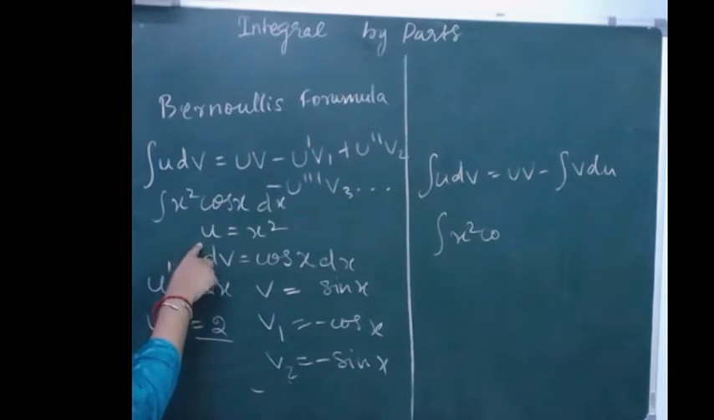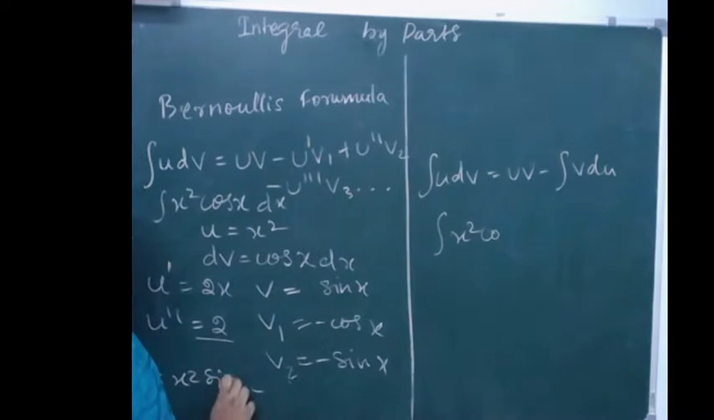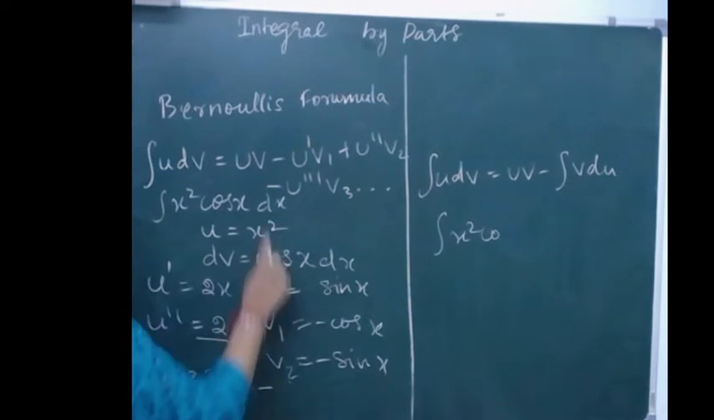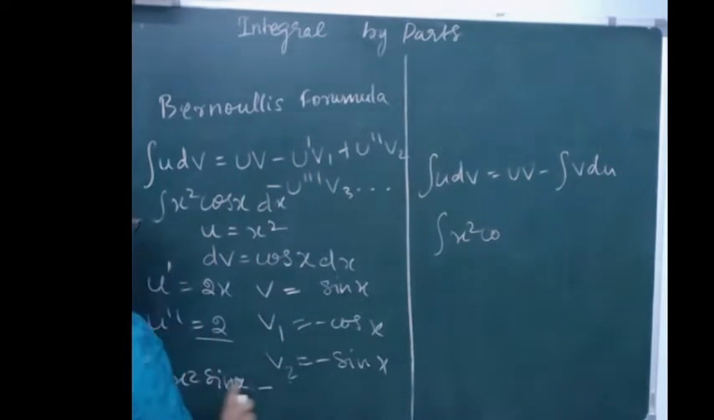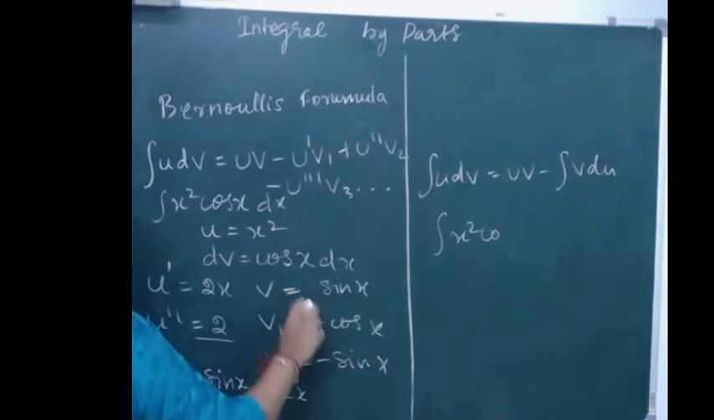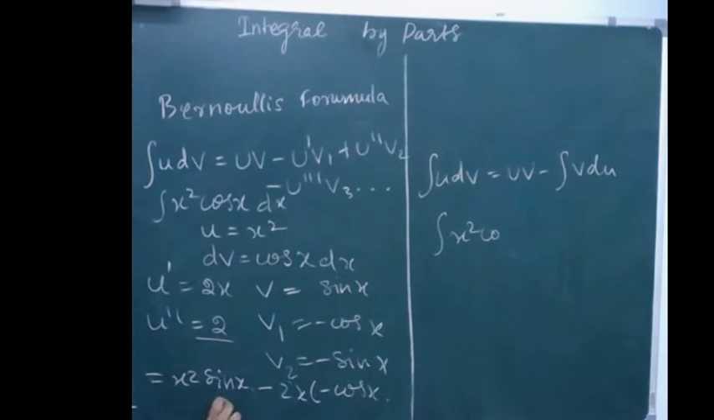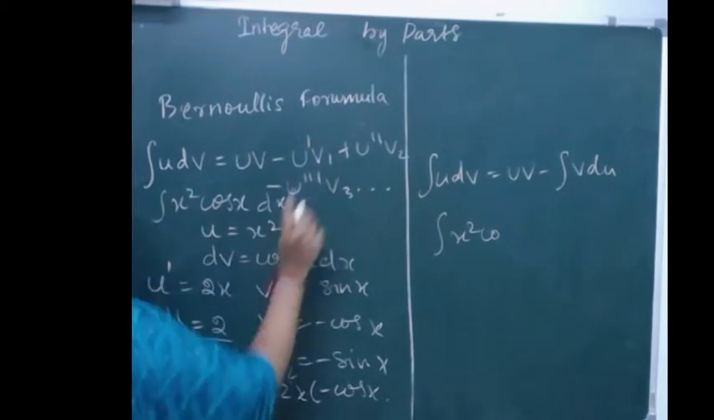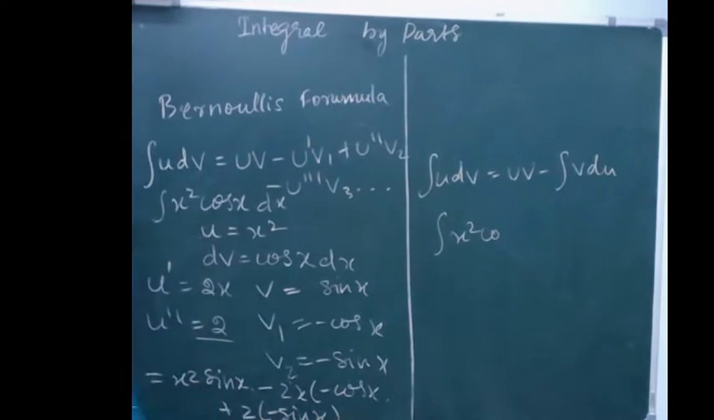So first is u is x square. So this is the formula. V is sin x, and next is minus, and we have to note that in the alternate places we will get the minus signs here. And next is u dash. U dash is 2x. V1 is minus cos x. U double dash is 2. V2 is minus sin x. So this is the formula, and we can simplify the signs and we will get the answer.